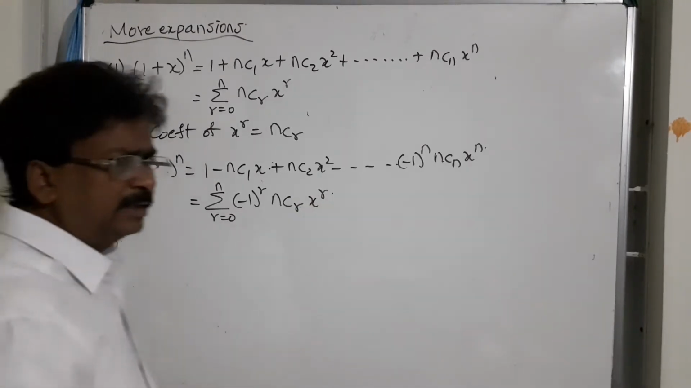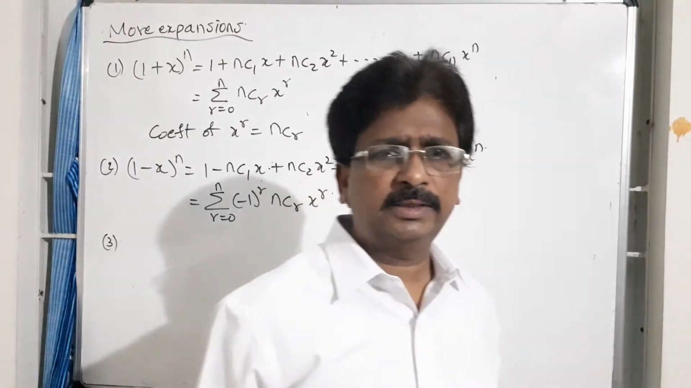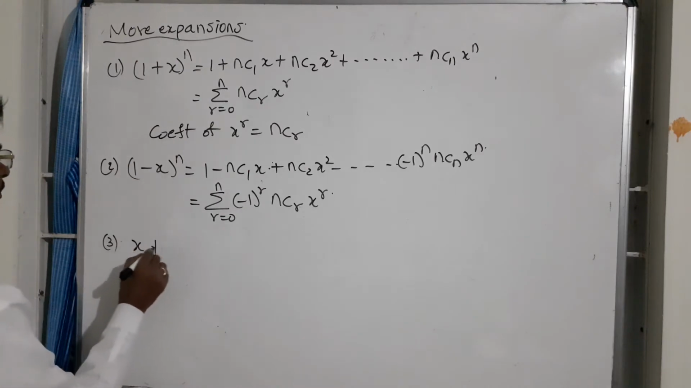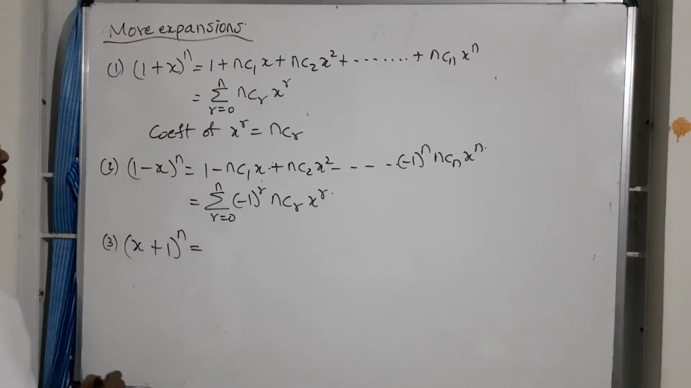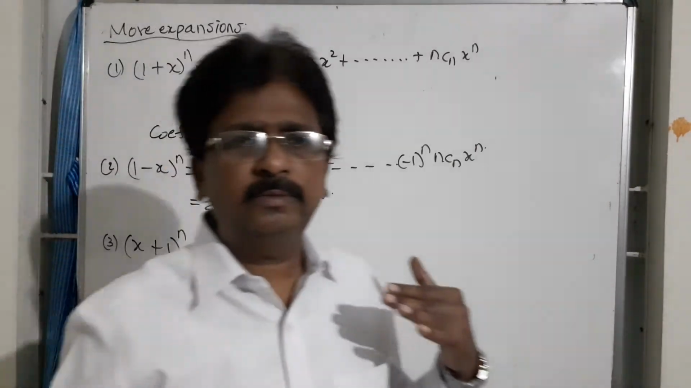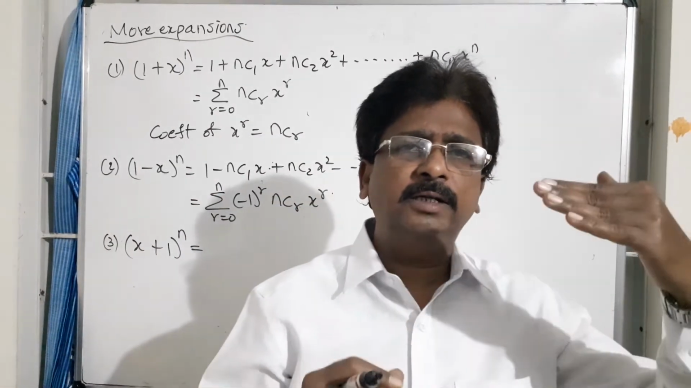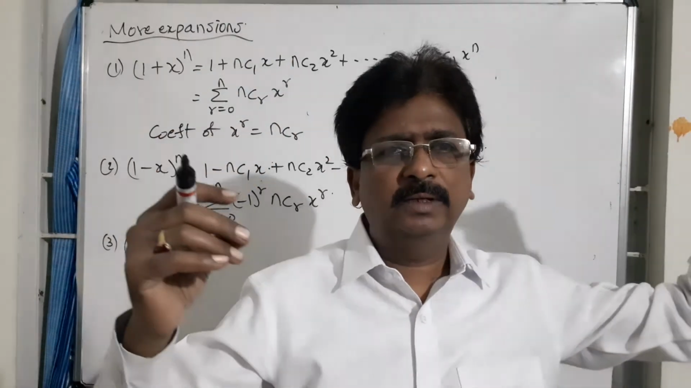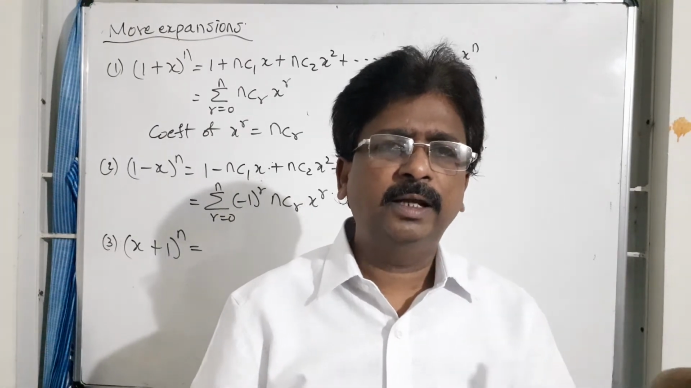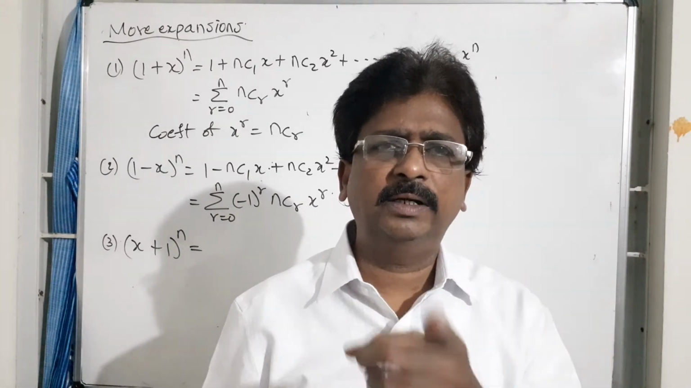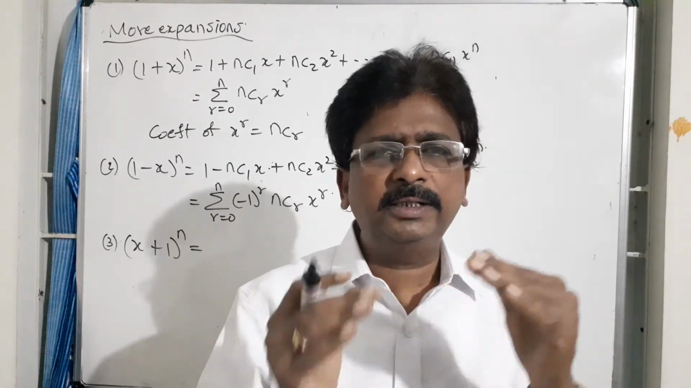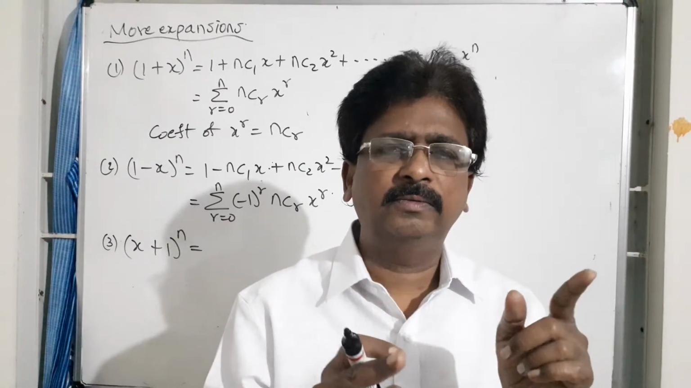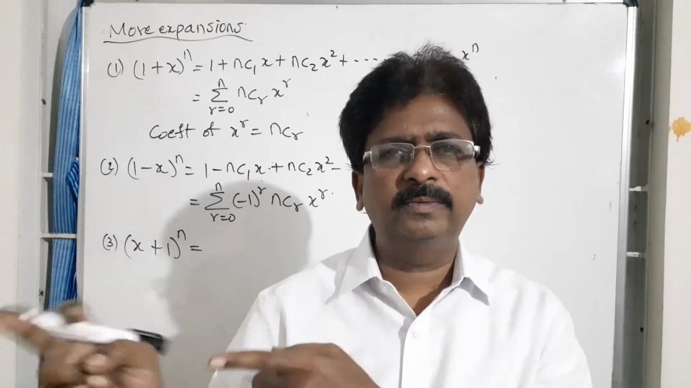And some more expansions: (x plus 1) to the power of n is also sometimes required. Here the x power starts from n and decreases to 0, and the 1 power increases from 0 to n. Therefore 1 power 0, 1 square, 1 cube, and so on up to 1 to the power of n. Each and every such term is always 1.